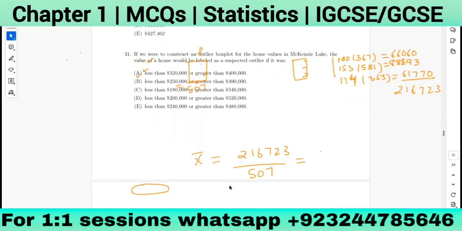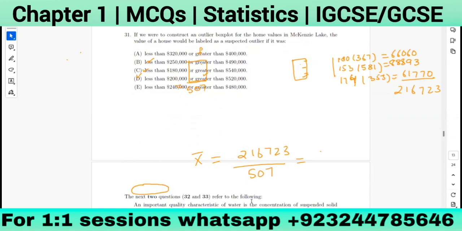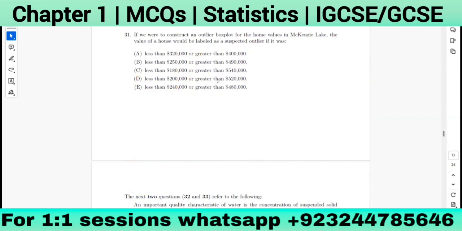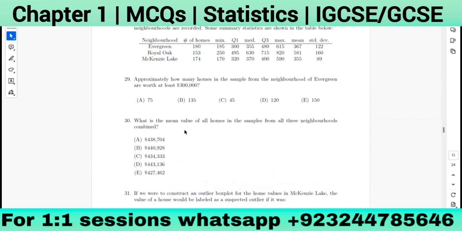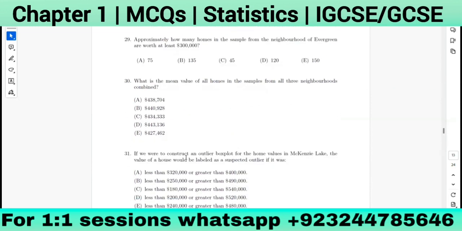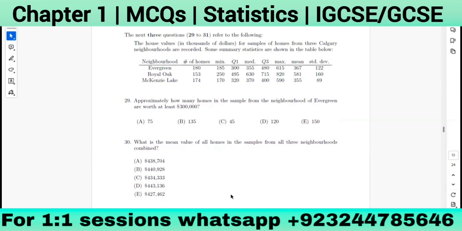Okay, coming to 31. If we were to construct an outlier box plot for the homes in Kins Lake, the values of the house would be labeled as suspected outlier if it was. Whenever we have to calculate the outliers, we have to calculate LF and UF. So we are talking about the third one, Kins Lake. You have to calculate LF and UF for this one. Okay, calculate it. You can calculate it on the board.